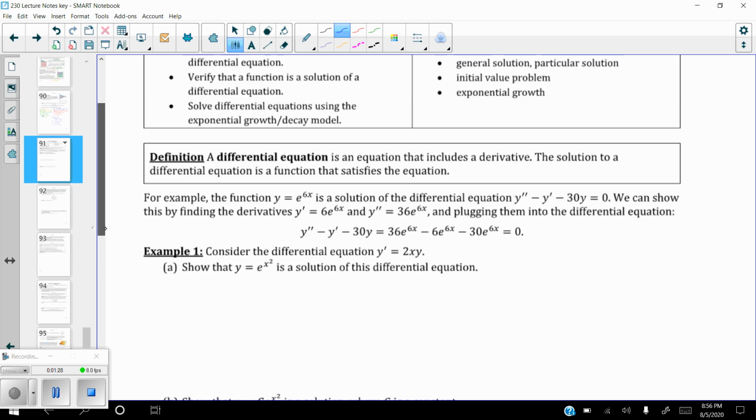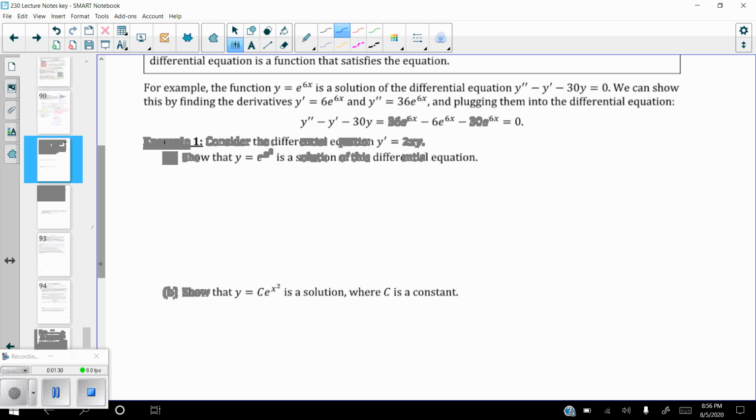For example, if I tell you that y equals e to the 6x is a solution to the differential equation, where the differential equation here is y double prime minus y prime minus 30y equals 0. Well, we can show that this is true by finding derivatives. If we take the derivative of y, you get y prime equals 6e to the 6x. If you take the second derivative, which is the derivative of y prime, you get 36e to the 6x. All you then have to do is take these values and plug them in to this equation and show that it's actually a true solution.